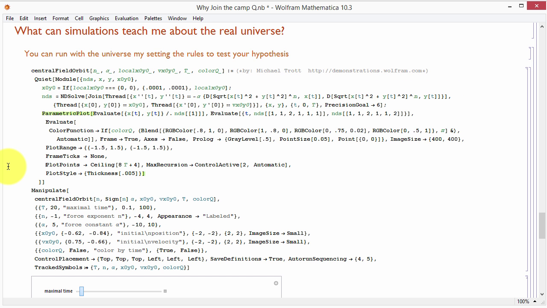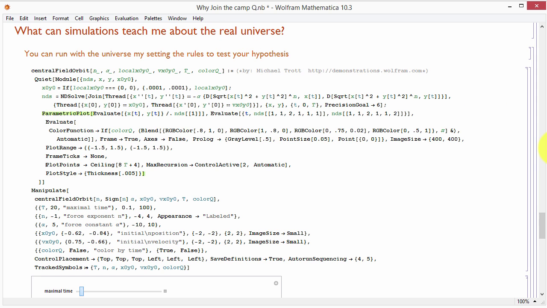Here comes a heavy-duty question here. What can simulations teach me about the real universe? Think about it. Everything I showed you seemed like some kind of simplification, looks almost like a toy. So it's very nice and well that things are moving on the screen here, but does it have anything to do with the real universe? The answer is yes.